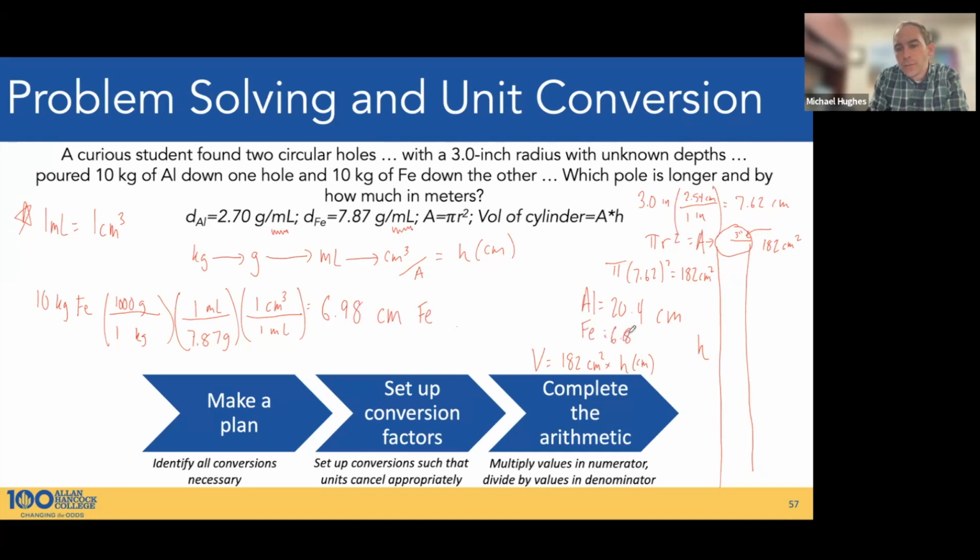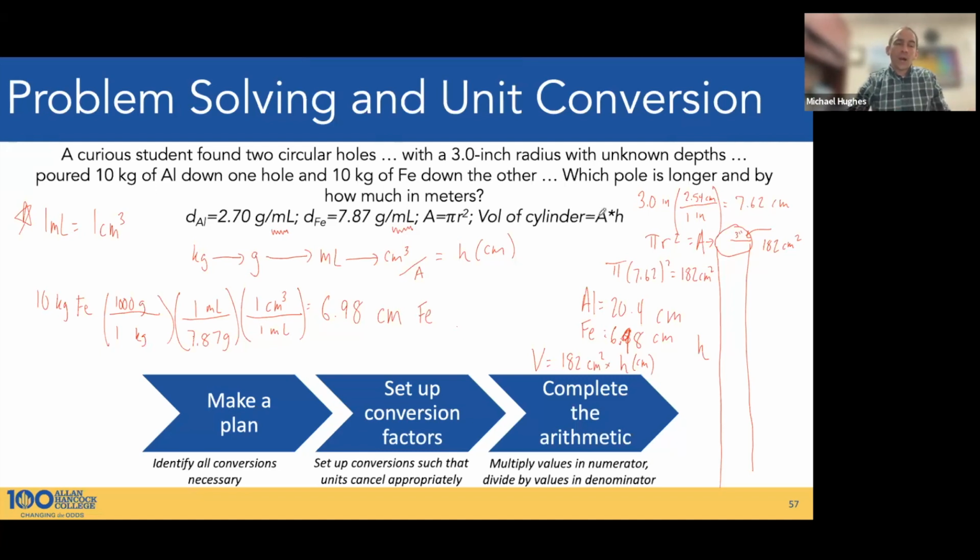So clearly, the element that's more dense has more mass per volume. And if we're talking only about starting with the same amount of mass, that means we have less volume. Less volume of the same hole area means less depth. And so we only get about 7 centimeters of a pole out of iron when we get about 20 centimeters of a pole of aluminum. So aluminum is taller by about 13.4 centimeters.